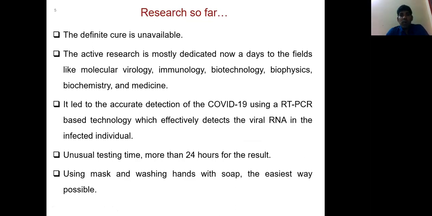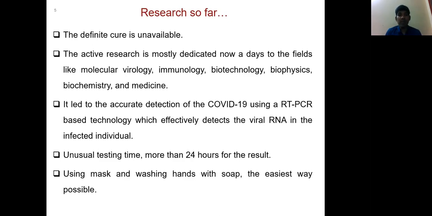In the past 6 months, whatever research happened, there is no definite cure for this disease for sure. Most of the active research in these 6 months has been dedicated to fields like molecular biology, immunology, biotechnology, biophysics, biochemistry, and medicine. Due to huge research all over the world focused on these topics, we got more accurate technology for testing this disease, known as RT-PCR based technology, which effectively detects the viral RNA in the infected individual.